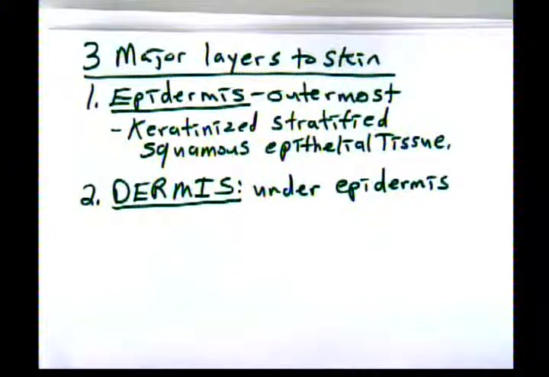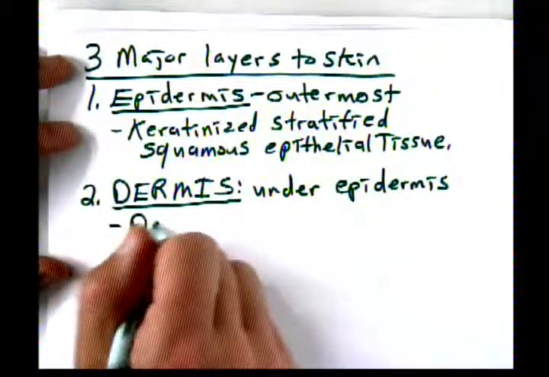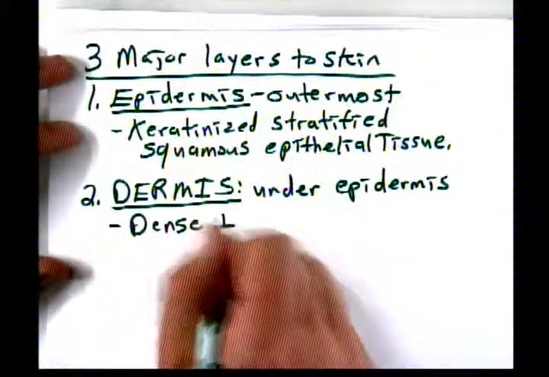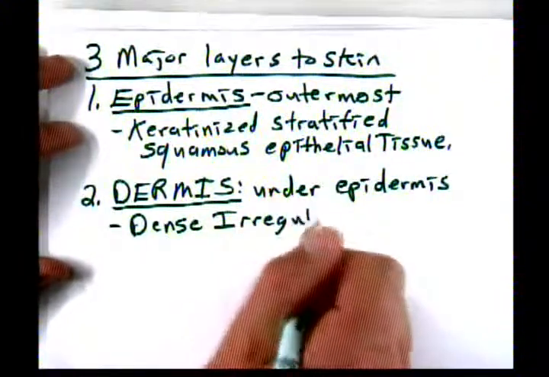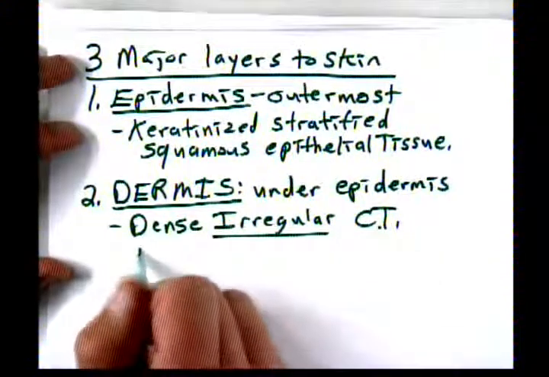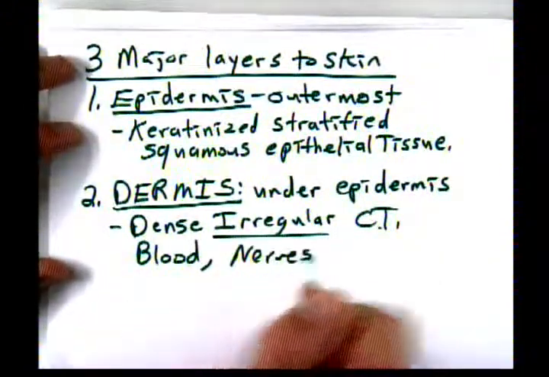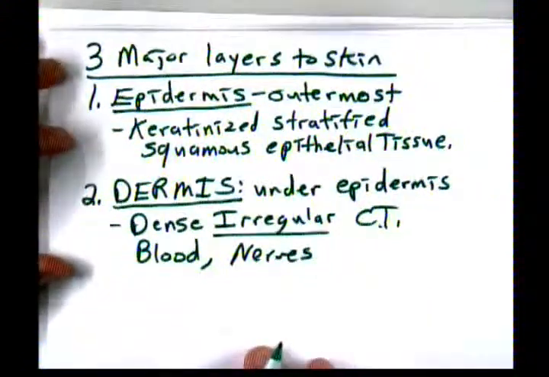Like some of you maybe heard of the epicenter of an earthquake. That's somewhere you don't want to be. But that means you're right on the top, right underneath where the earthquake happened, and you're going to be in a dangerous place there. But the dermis is under the epidermis, and this is primarily made up of dense, irregular connective tissue, blood, nerves, and so forth, okay?